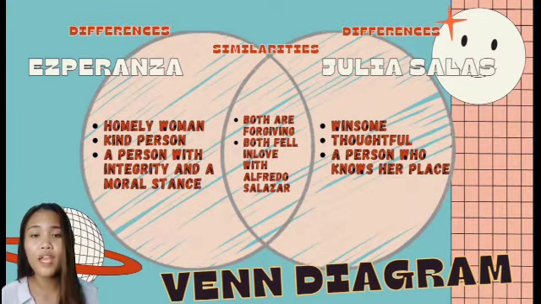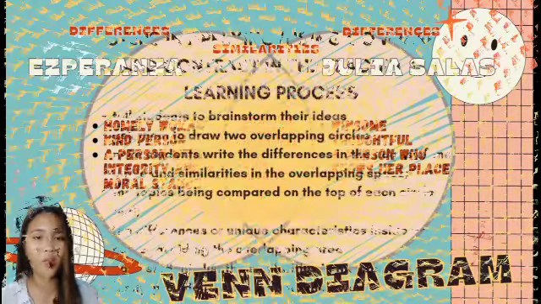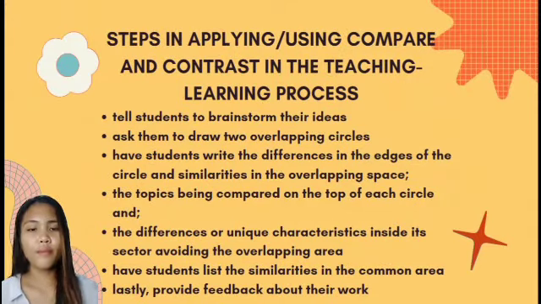For example, here is a Venn diagram that compares and contrasts the two main characters of the story entitled Dead Stars. Here are Esperanza and Julia Salas. They both are forgiving and fell in love with one man, Alfredo Salazar. Now, Esperanza is a person with integrity and moral stance, while Julia Salas is a person who knows her place if someone is already in a relationship. Here are the steps in applying and using compare and contrast in the teaching-learning process.